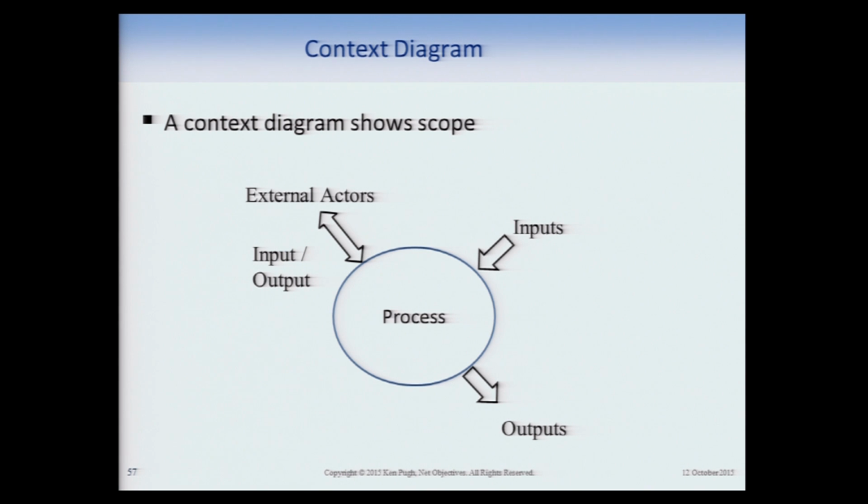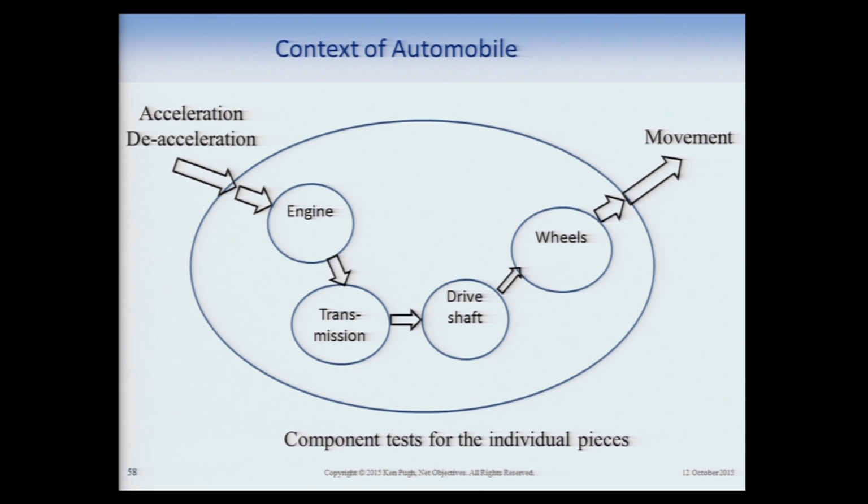The other thing is a context diagram, and I always emphasize this. A context diagram shows what is in and out of the system, because acceptance tests are from the external view of the system. So we have to decide what is in and what is out. So here are our external actors. We've got some input and output. Maybe we have some inputs from hardware devices or outputs to servers. So that's our context. For example, here is the context of our automobile.